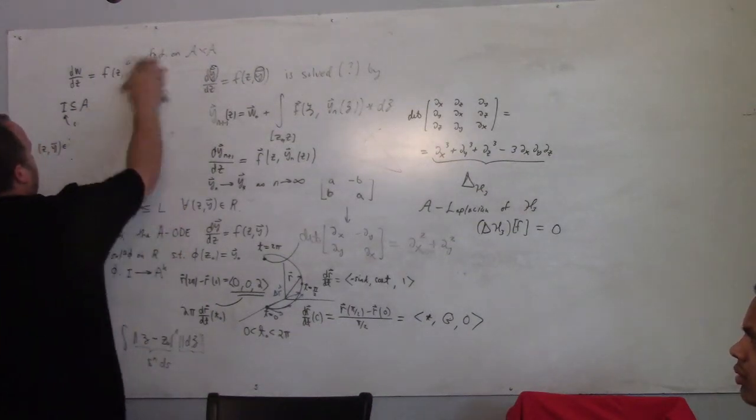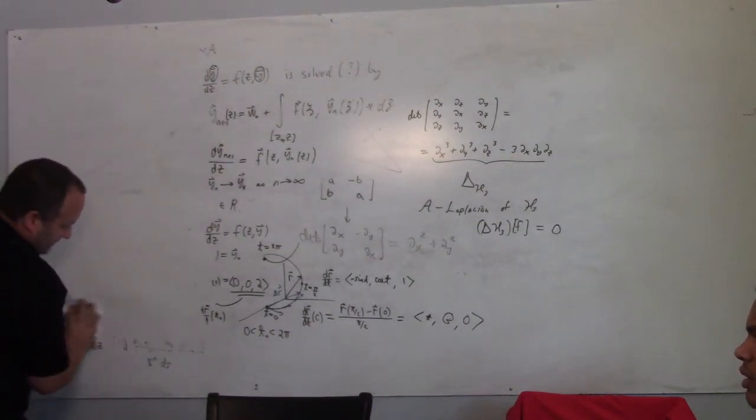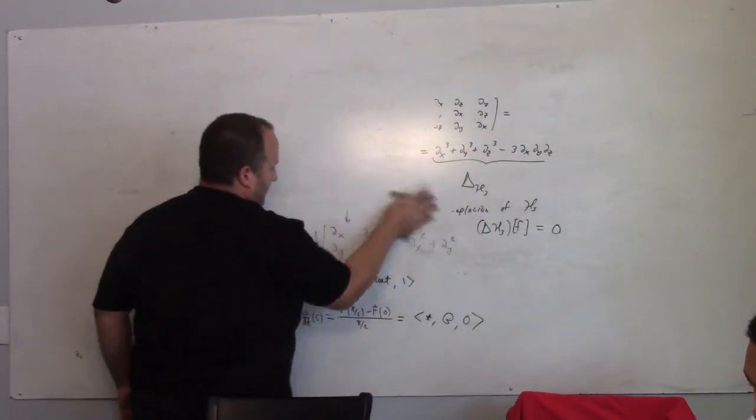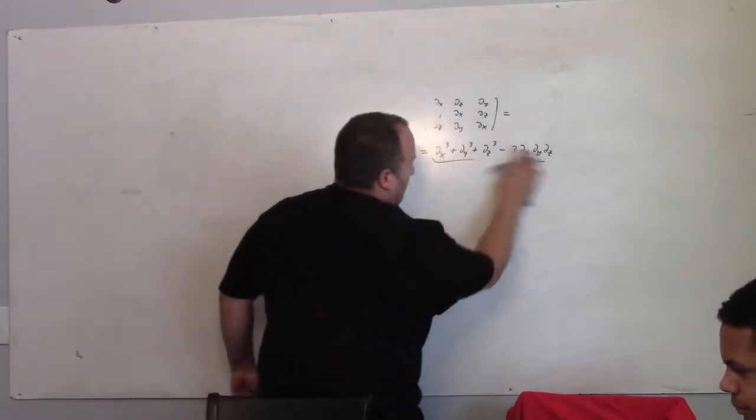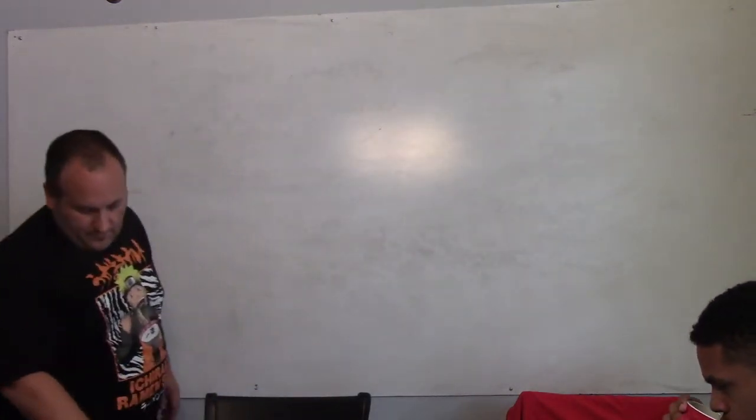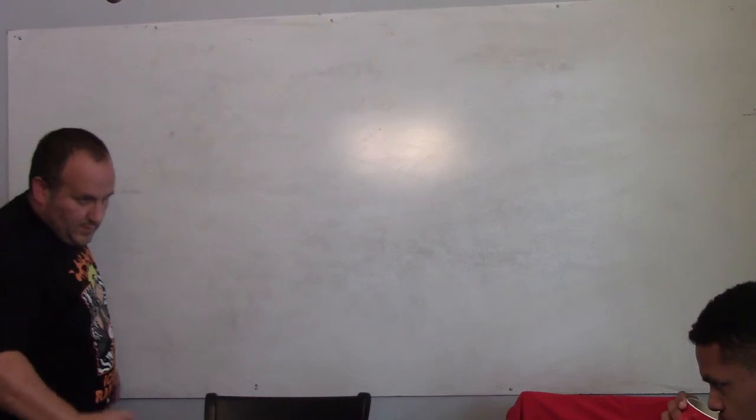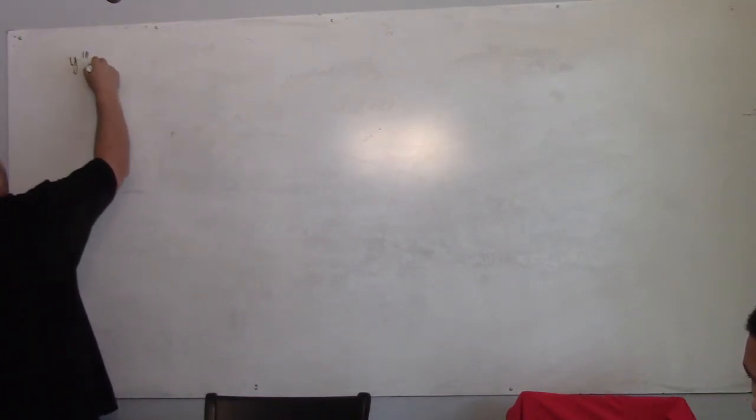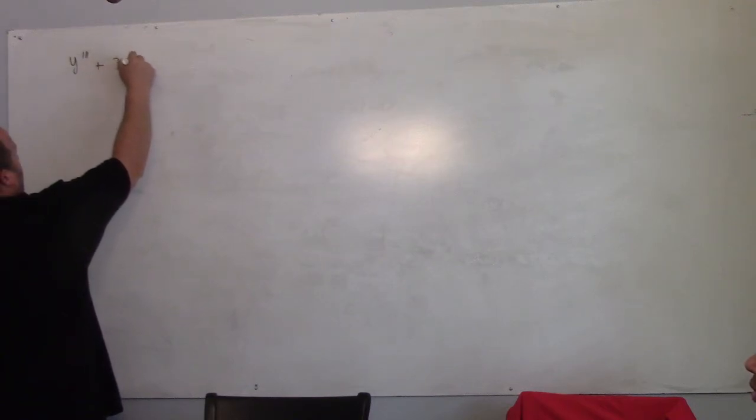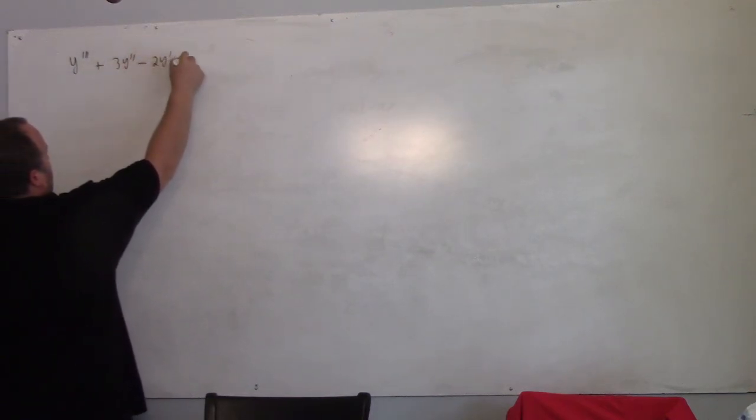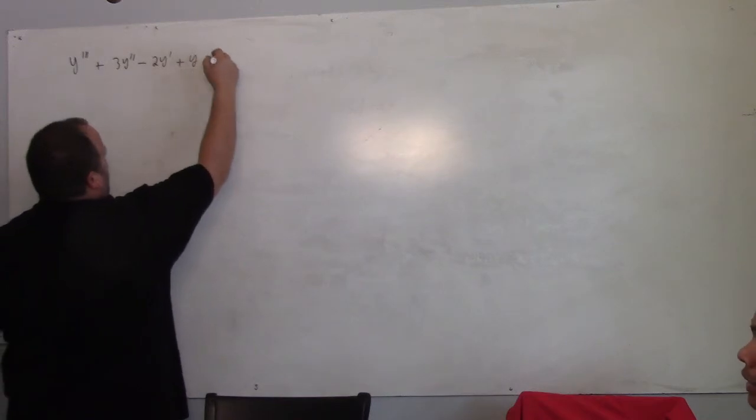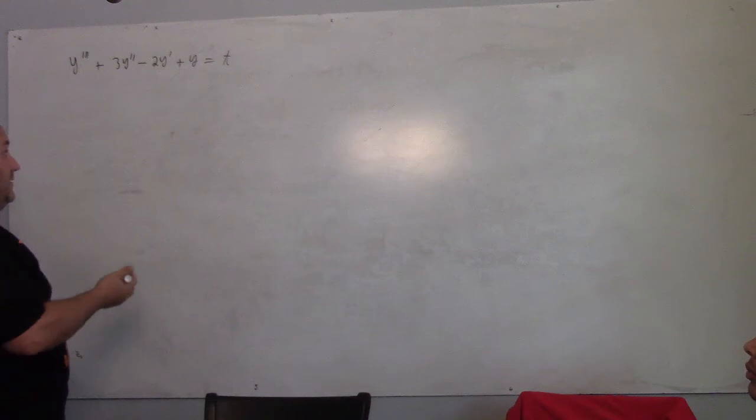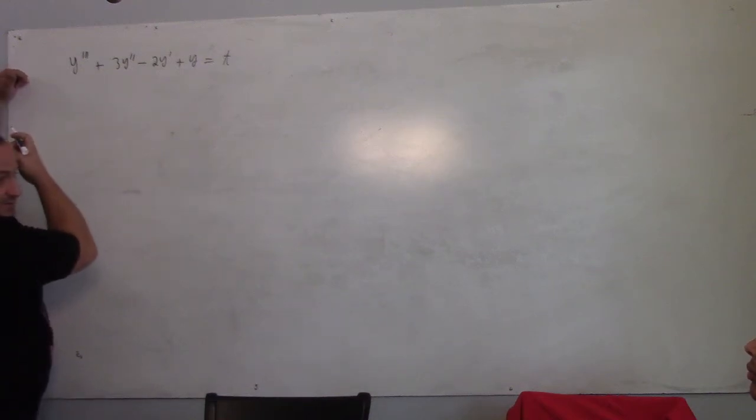Well, that's really all that's going on here. Is it just n minus 1? I'll show you an example. Suppose we have y''' plus 3y'' minus 2y' plus y equals t. This is a third order ODE, so we can make the following substitution.